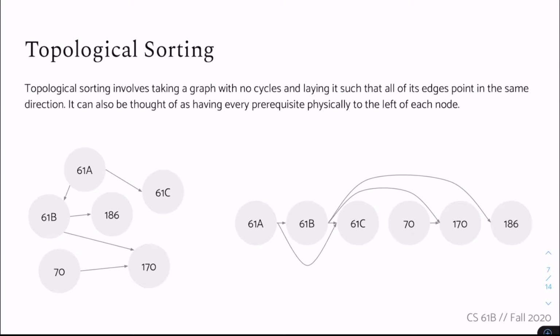Okay, last thing today. Today's kind of just one of those days where we're covering all the small things that we haven't had a chance to cover yet, which is topological sorts. And so topological sorts involve taking a graph with no cycles, so a tree basically, and laying it out so that all edges point in the same direction.